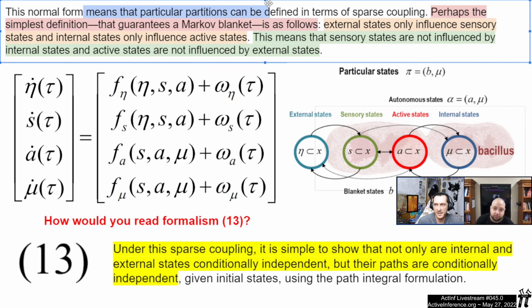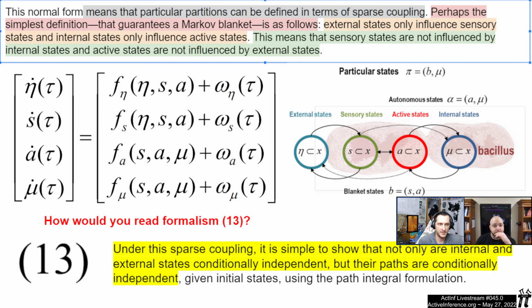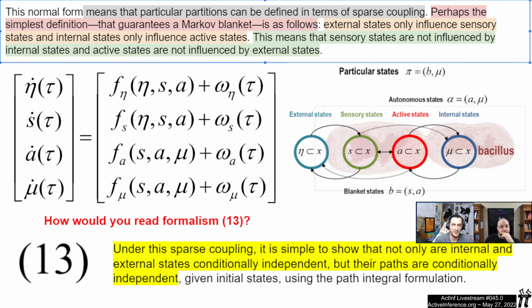The normal form means that particular partitions can be defined in terms of sparse couplings. Perhaps the simplest definition that guarantees a Markov blanket is as follows. External states only influence sensory states, and internal states only influence active states. This means that sensory states are not influenced by internal states, and active states are not influenced by external states.